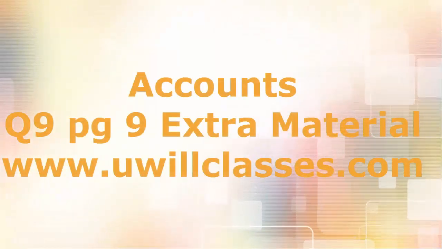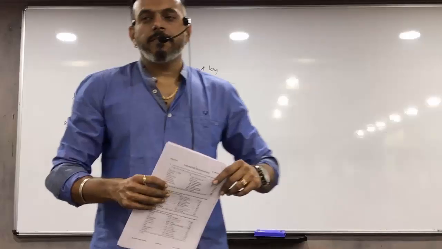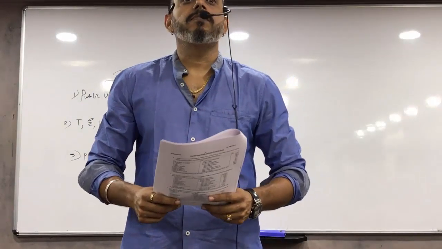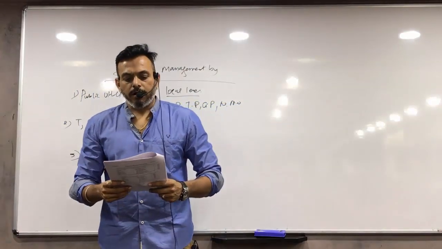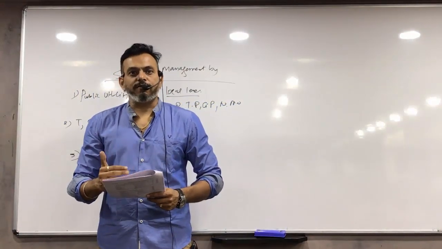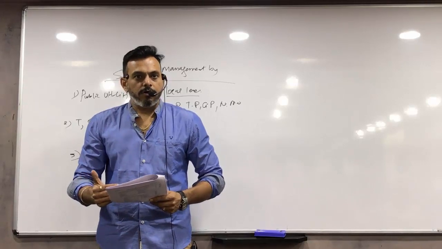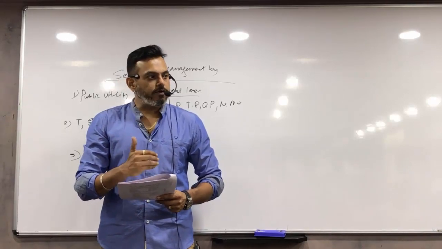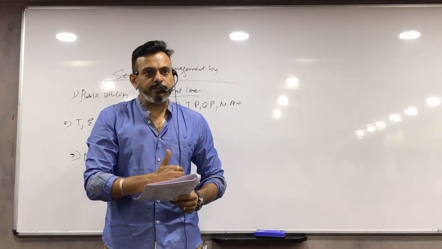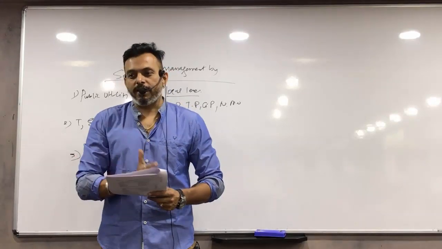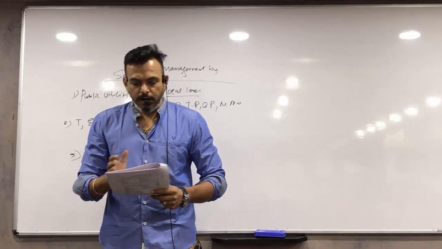I want to do question number 9. We will do question number 9. Okay. सबको पता है ना ट्रेडिंग एंड प्रॉफिट एंड लॉस में क्या जाता है? Trading account: all goods related accounts and purchase related expense, and in profit and loss account all expenses and all income account.